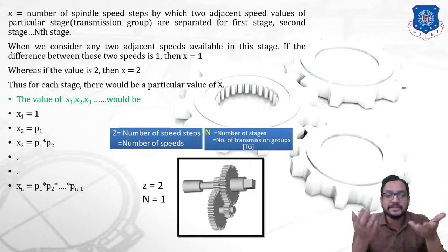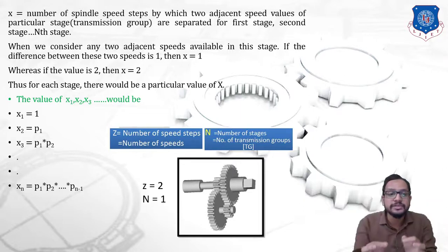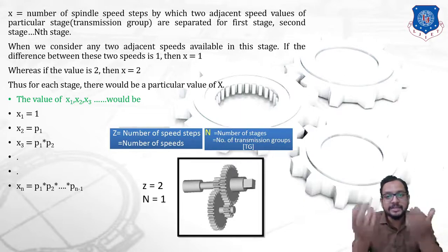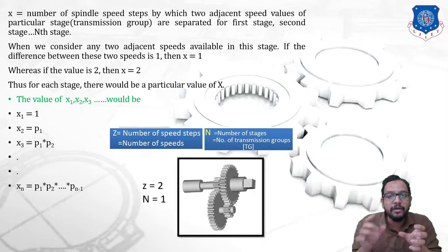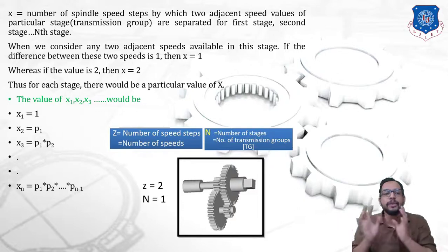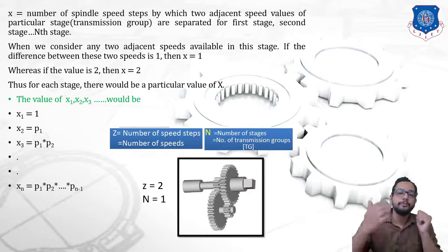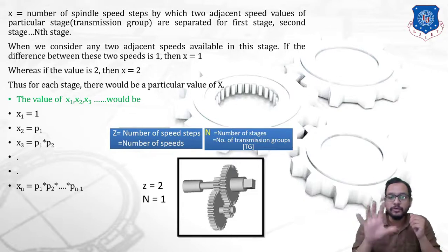Okay guys, now next, what would be x2? What do we need to take for x2? You are going to take x2 equal to p1. Now what would be x3? x3 will be a multiple of p1 and p2, so x3 will be equal to p1 into p2, and so on. x4 is equal to p1 into p2 into p3. I hope you get an idea. You are going to remember this.